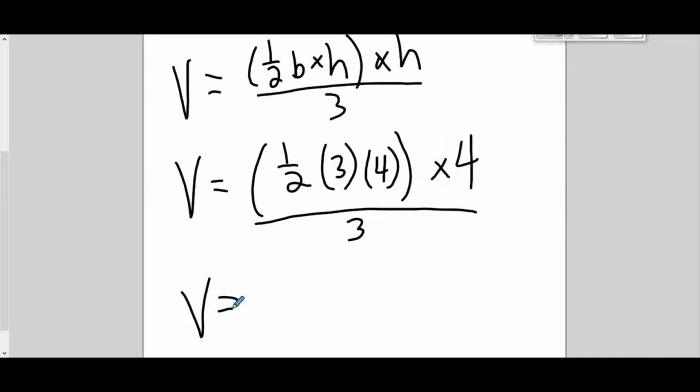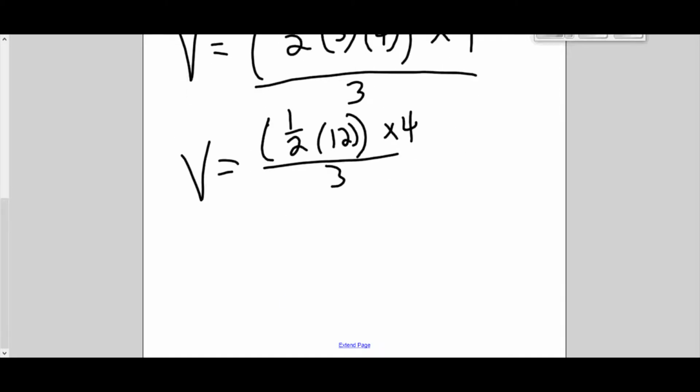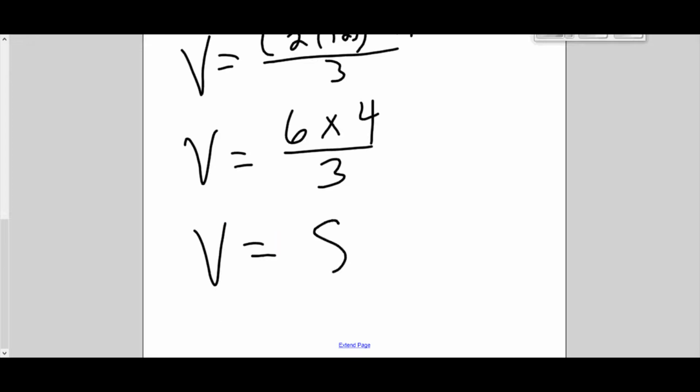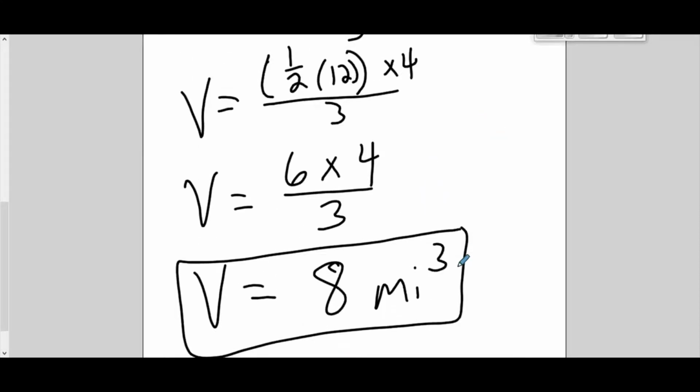So when you plug that into your calculator, you're going to get 1/2 of 12 times 4 divided by 3. So if you plug this into your calculator, you're going to get volume equals 6 times 4 all divided by 3. So that's going to get you 8 miles cubed. So if you need to finish copying that one down, please pause the video and do so. I'm going to move on to the next example.